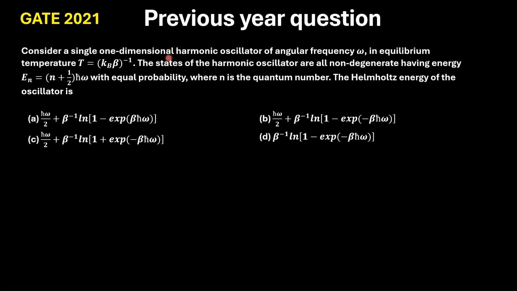In this question, we are given a 1D harmonic oscillator. It's a quantum oscillator, and we have to find the Helmholtz energy, that is the Helmholtz free energy. So first, let us write the partition function. The partition function is e to the power minus h bar omega beta by 2 divided by 1 minus e to the power minus h bar omega beta. From this partition function, we can find the free energy using this formula.